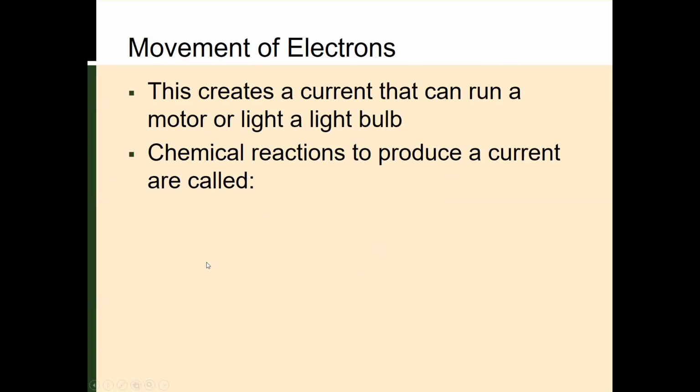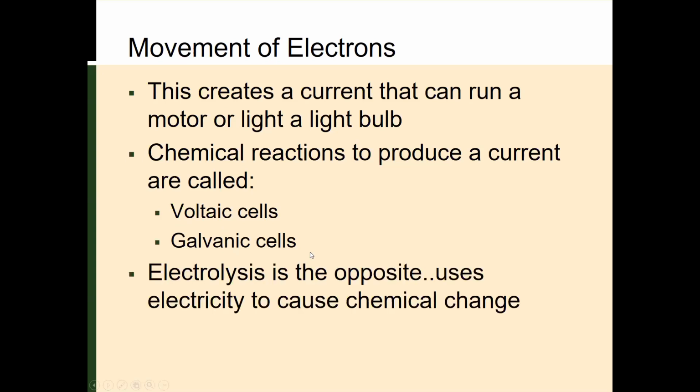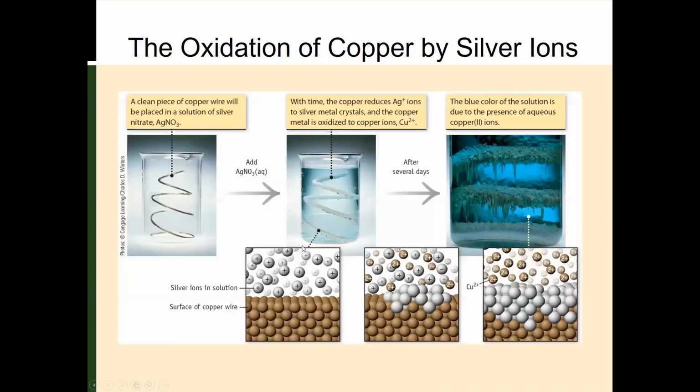Now, when we take a look at electrons moving, it produces a current. It can run a motor or a light bulb or a number of other things. If we have a reaction to produce a current, it's called a voltaic cell, also known as a galvanic cell. And electrolysis is the opposite. We can actually force the electricity to go the other way, and we'll see a number of applications of that in some of the problems of the chapter.